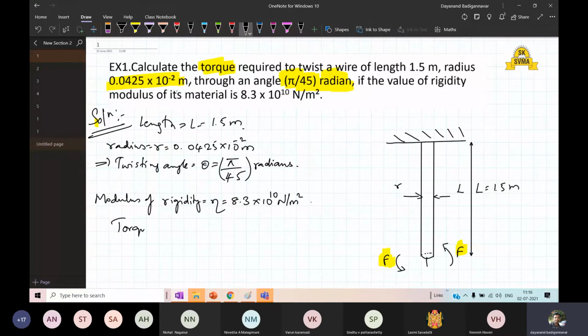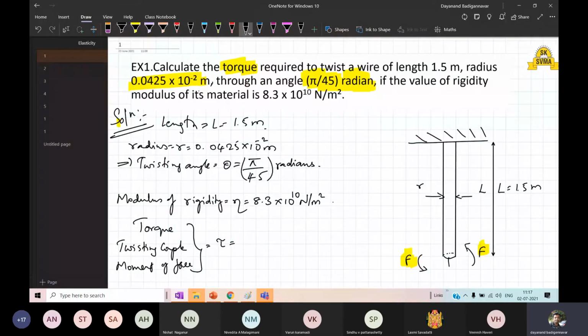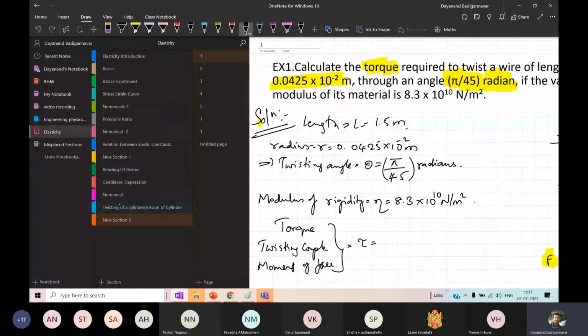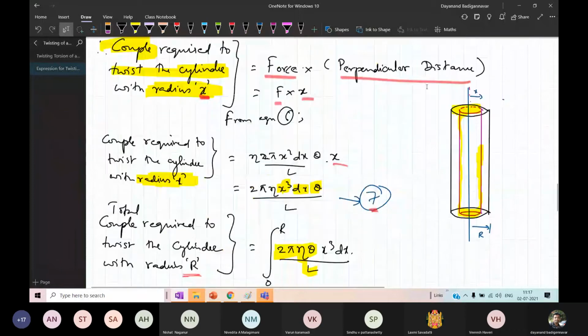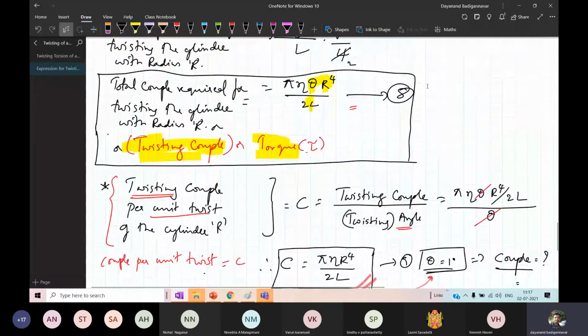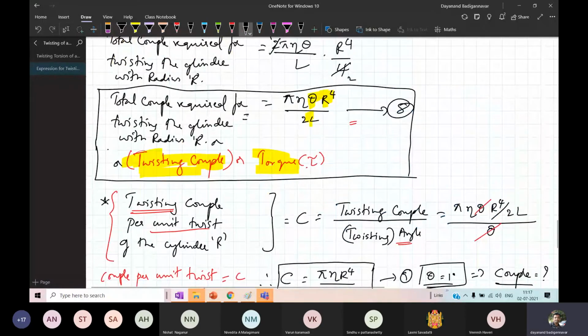Torque, also called twisting couple or moment of force, all mean the same, and it is given by tau. Last class we calculated this. If you remember this equation, tau is the twisting couple. This is equation number 8.